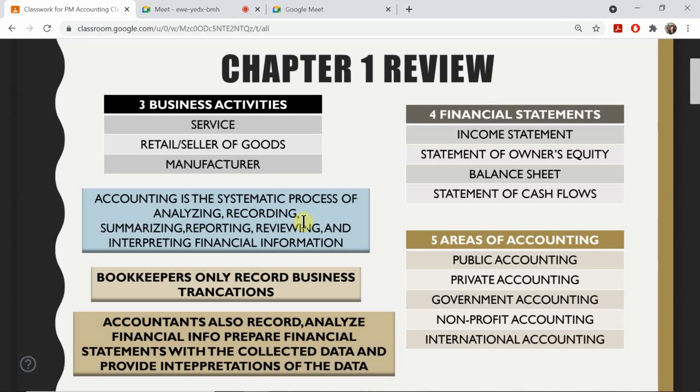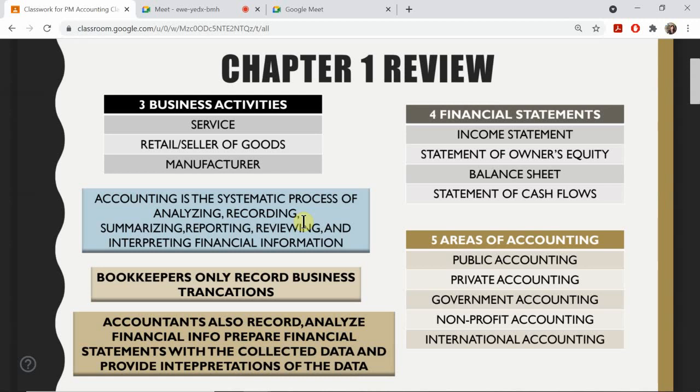You definitely need to know the 3 major business activities, which are service, manufacturing, and merchandising. And for sure, the 4 financial statements are the most important thing, because at the end of this class, we will learn and complete all 4 statements. So it's important that you know each and every single one of them. Okay.